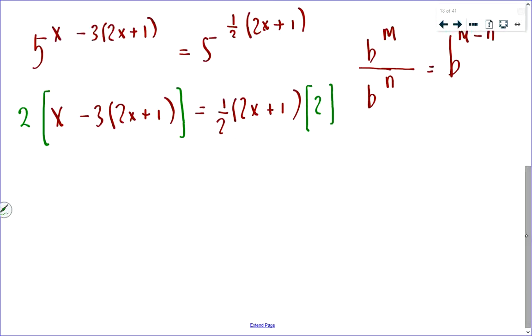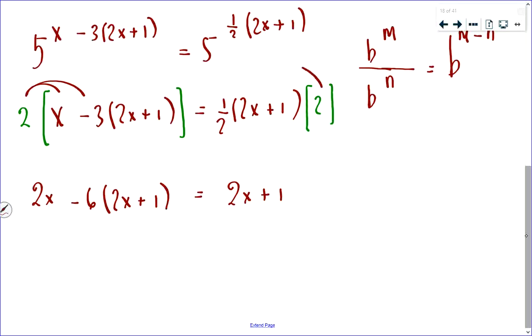When I multiply the left side by 2, I get 2x minus 6 times 2x plus 1. And on the other side, I simply get 2x plus 1. I seem to recall having this conversation, I don't know if it was with you or my Math 20s yesterday. I only multiply this 2 by the whole thing because there's a multiplication in here. It's not plus. I'm not going to go 2 times 1/2 and 2 times the 2x plus 1.